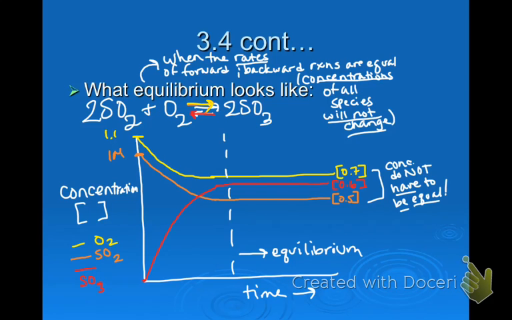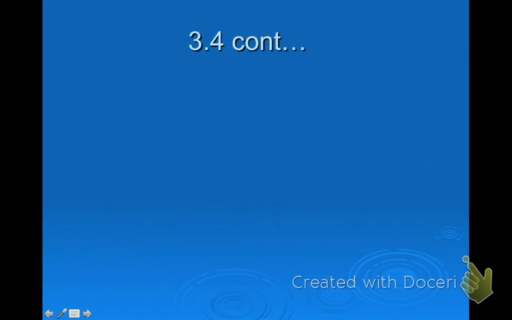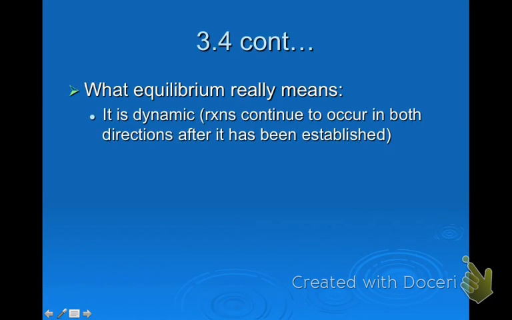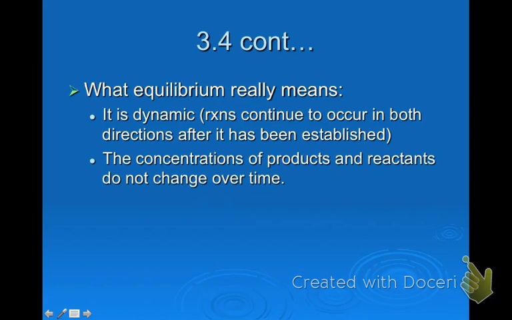Okay, let's add in one more thing here. What equilibrium really means. Number one, it's dynamic. The reactions continue to occur in both directions after it has been established. So it is occurring in both the forward and the reverse reaction at the same rate. So the concentrations of the products and reactants do not change over time. And I'm going to add up here, at the same rate.